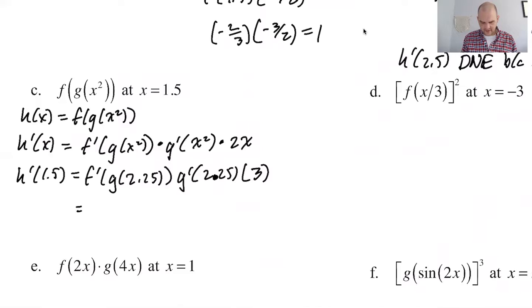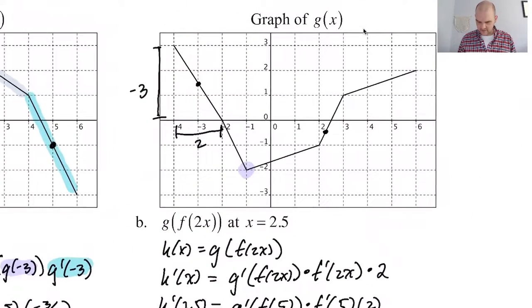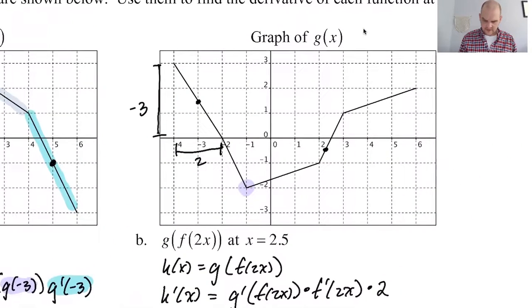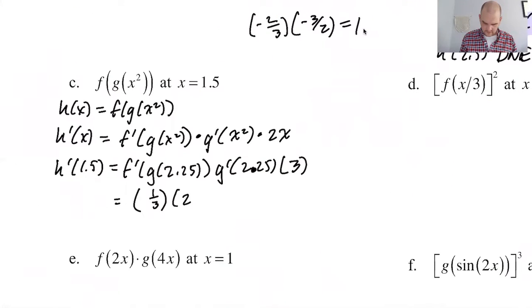And I'm like, am I breaking my own rule? Like, I don't know, kind of. But also, who wants to not break that rule? I need g prime of 2.25, which is okay to find. That's up 2 over 1, so 2. So 2. And then we're going to multiply by 3. So we actually just overall get 2.